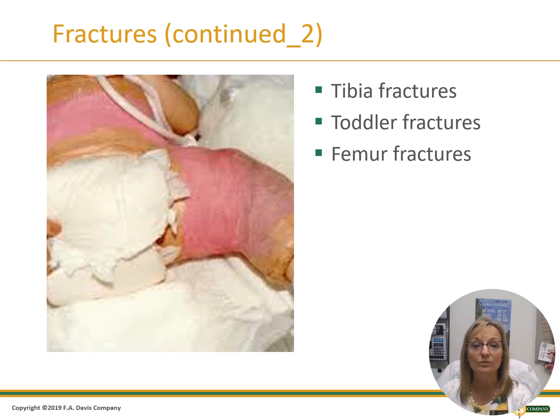Toddler fractures occur with children younger than 2 years who are learning to walk. No specific injury is noted most of the time. The kid just refuses to bear weight on the leg. And so you are going to have to examine the hip, thigh, the knee, the foot, just to rule out other causes of limping. You do need to consider abuse.